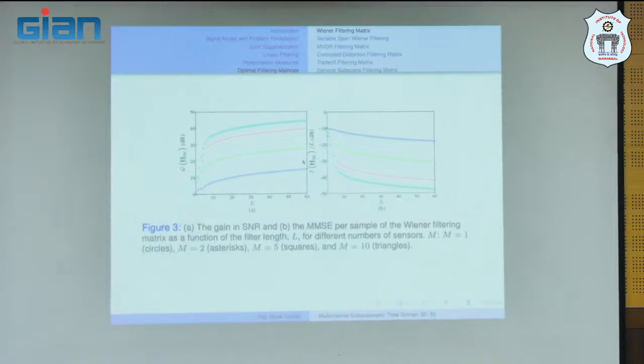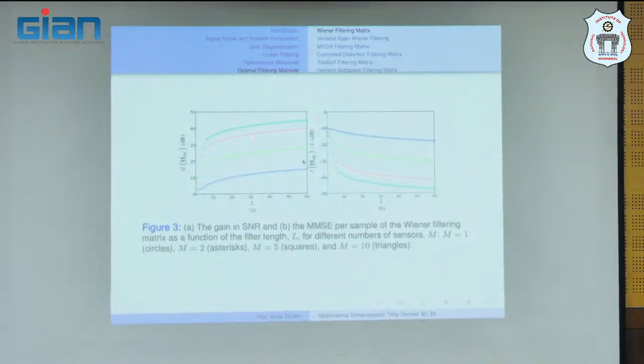This is one observation. Another observation: we see that when we take 2 sensors compared to 1 sensor, there is a big jump in the output SNR. But when we increase from 2 to 5, it's less.